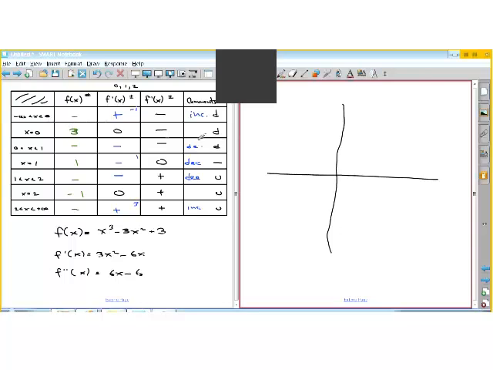So we have a point 0, 3. So x equals 0, y equals 3, so that's there. We have the point 1, 1, so that's right there. And we have the point 2, -1. So we have 3 points.